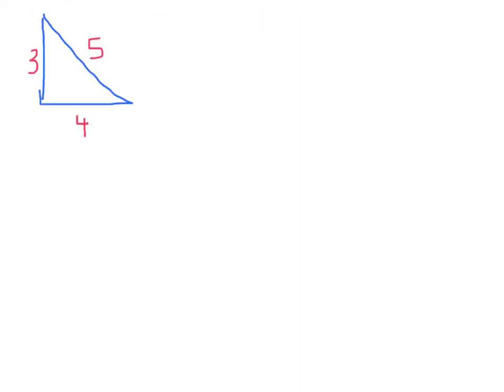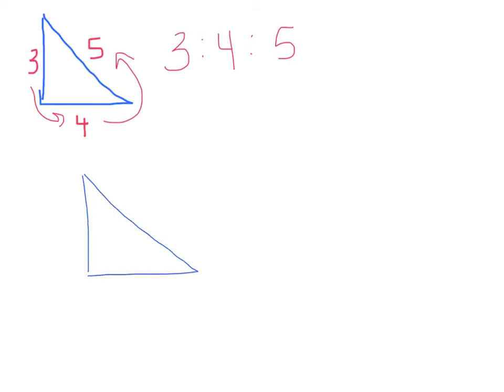We have this triangle, and we're going to write out its proportion. So we are going to start with the 3, and its setup is going to be 3 to 4 to 5. So we're going from this one to this one to this one. And that is going to be the ratio of its sides. So now we're going to look at another triangle. And if we draw this one, its sides are 9, 12, and 15. And we want to see, are these similar triangles?